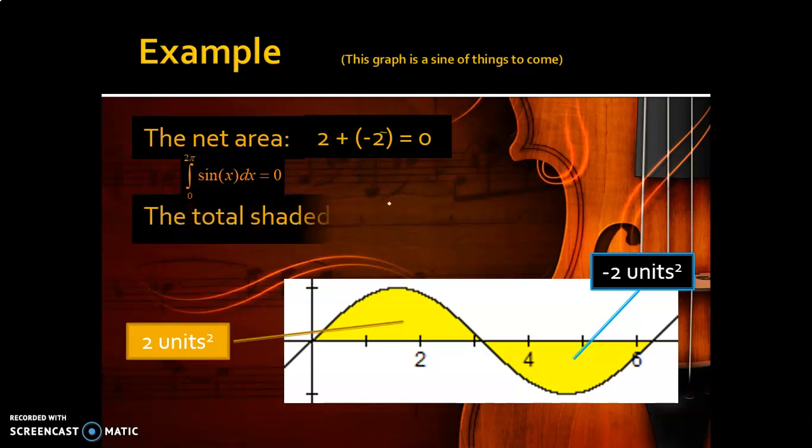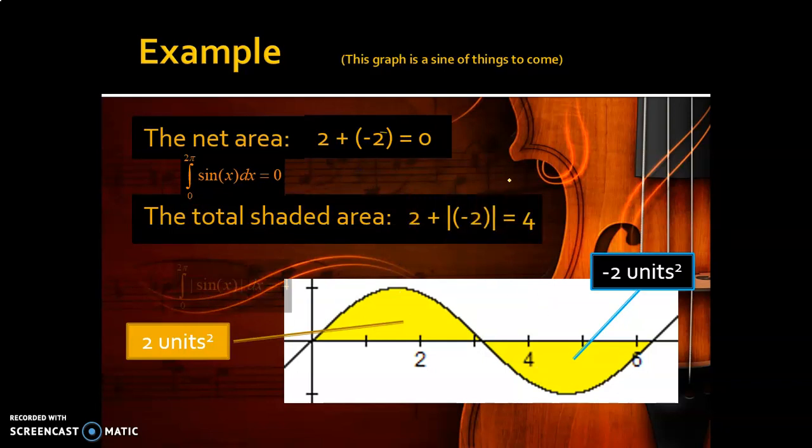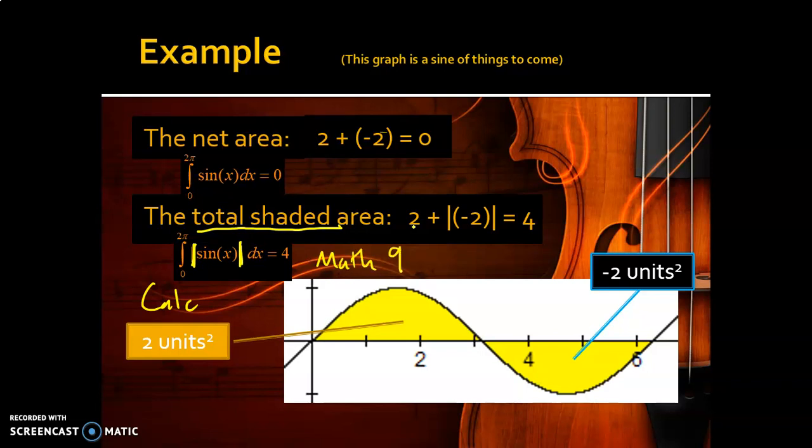Now the total shaded area would be this space and then make this positive. So 2 plus 2 would be 4. The easiest way to find total shaded area is to just put absolute value around the equation. So if you are on the calculator portion, the easiest way to find the total shaded area is to just put absolute value and then just do math 9 on your calculator. If you're on the non-calc portion, you're not allowed to do that because you can't just do that in your head. And there's no absolute value formulas on the cheat sheet.